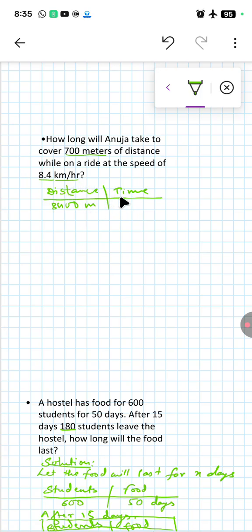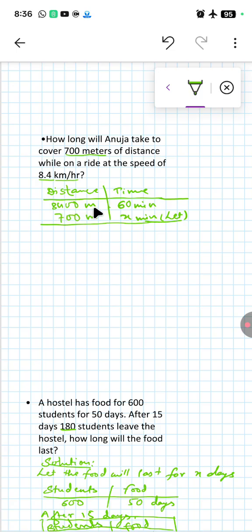To simplify, we can convert this hour into minutes also. In 60 minutes, it can cover 8,400 meters if the speed is 8.4 kilometers per hour. Now we have been asked to cover 700 meters. How much time is required? So let it be x minutes. So are distance and time direct or indirect? This we have to find out.